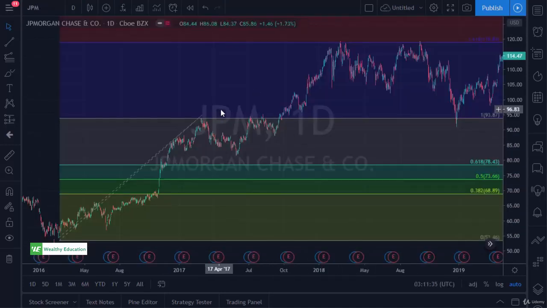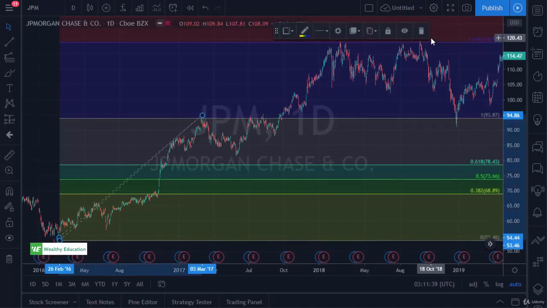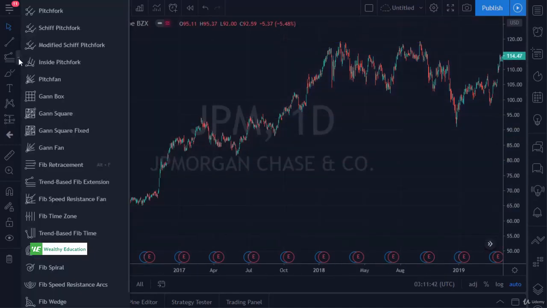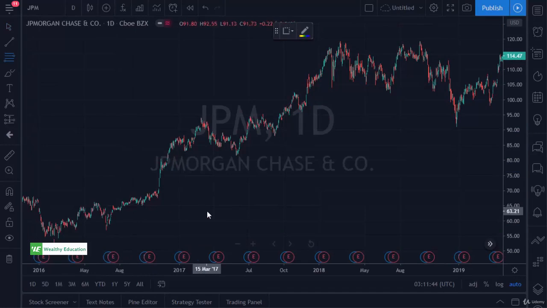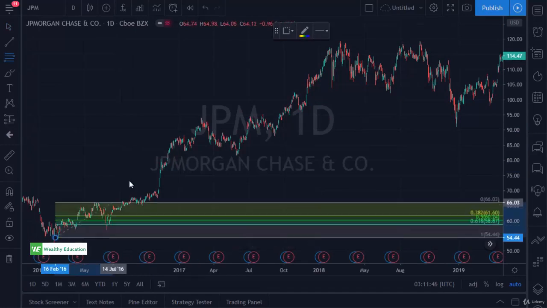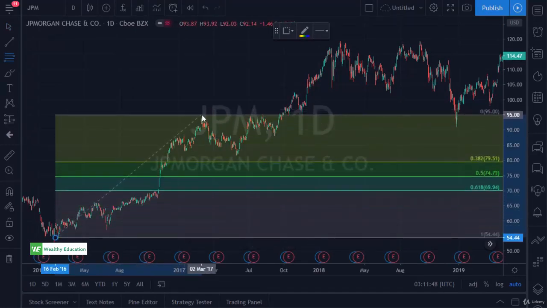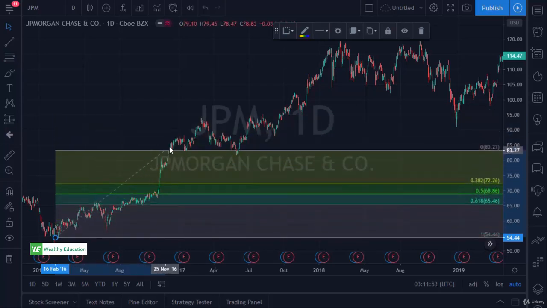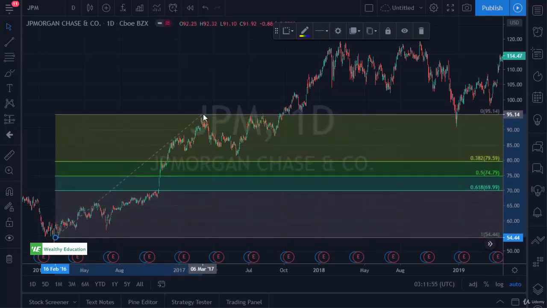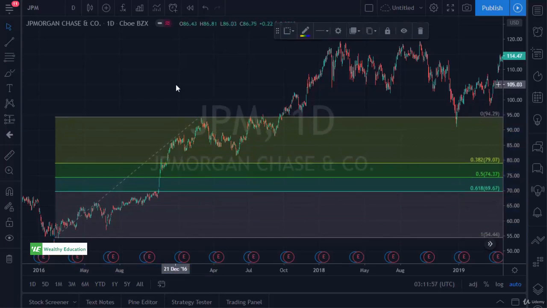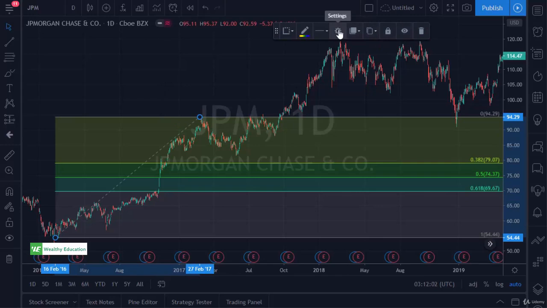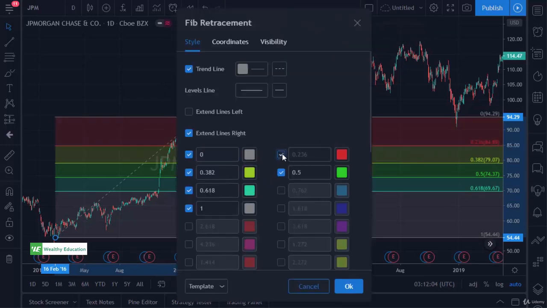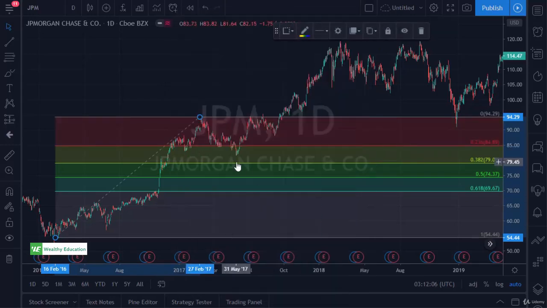JP Morgan, I've already got an extension drawn. I'll explain that in a second. But let's go ahead and do a fib retracement just to show in an uptrend again. So this is your bottom. Now this would have been an example where the 23 probably came into play.